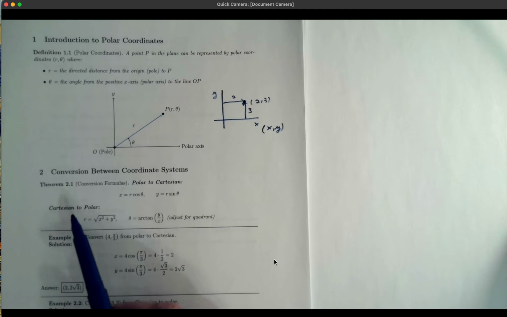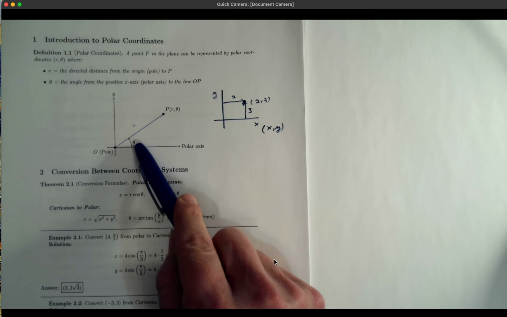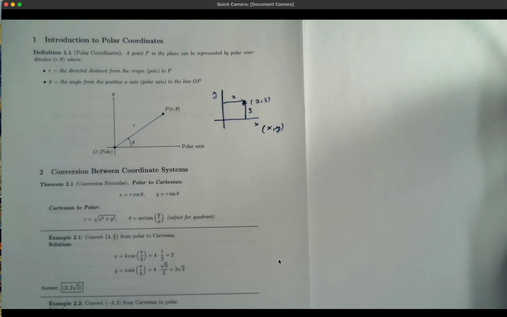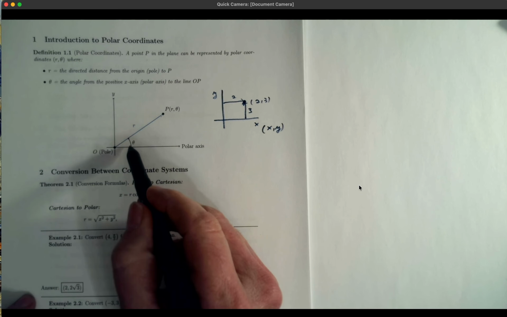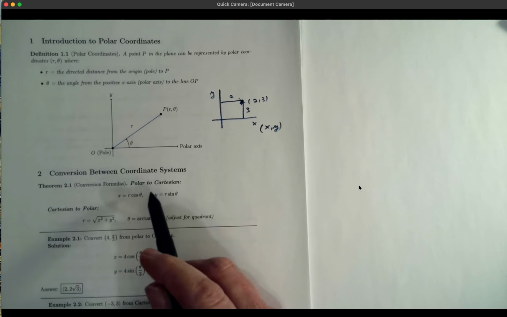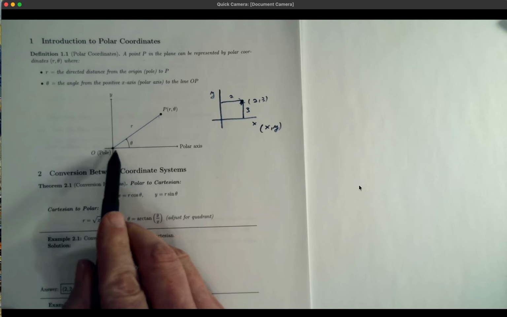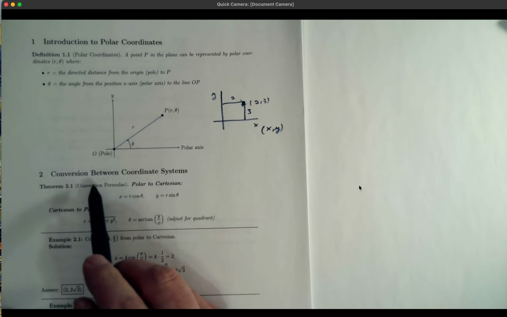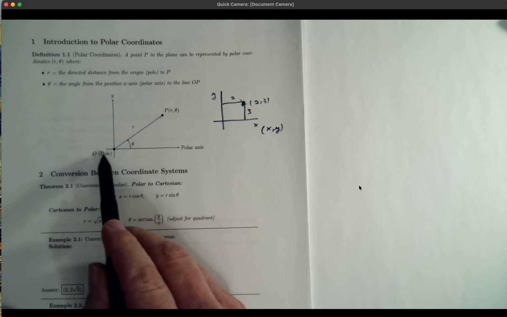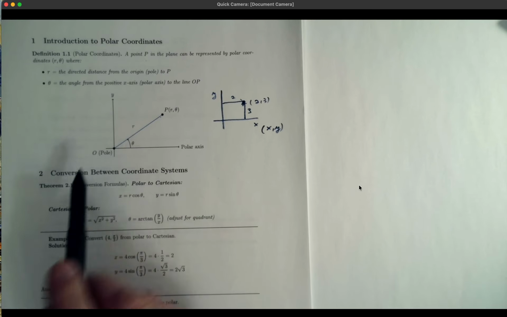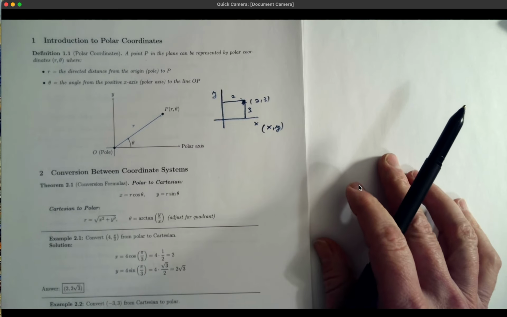and theta is the angle from the positive x-axis. So you always measure it from the positive x-axis, counterclockwise. So you travel counterclockwise. This is called the polar axis here, and the origin 0, 0, in this case, is called the pole. It's the center. All right.